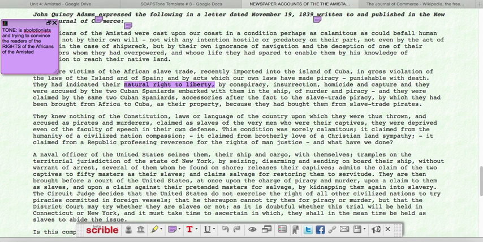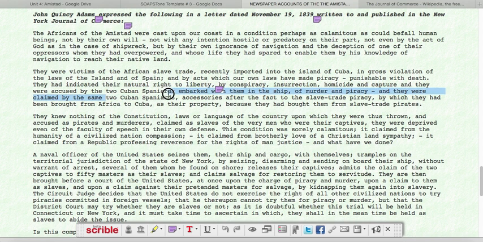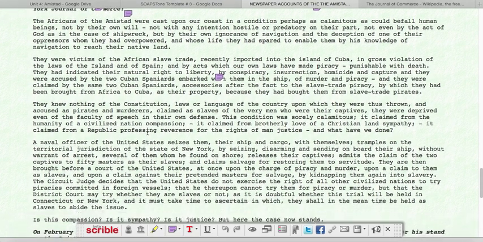He's using words like natural right to liberty, right? He's saying here that the Africans had the right to even murder their oppressors in order to gain their natural right to liberty. But then he's also saying that the 2 Cuban Spaniards actually put the same accusations on the Africans. They said that the Africans should be charged with murder and they should be charged with piracy because of how they rebelled on the ship. All right, so he's looking more favorably at the Africans than the Cubans in here.